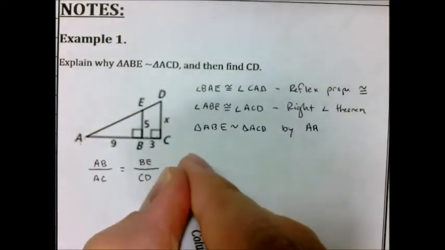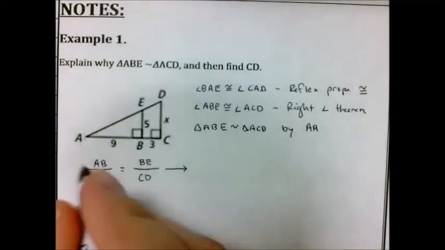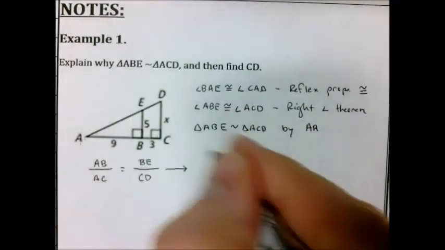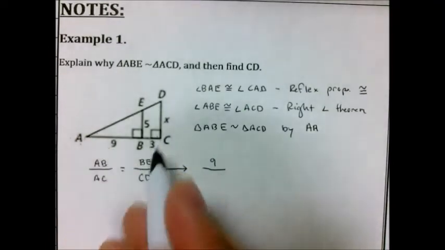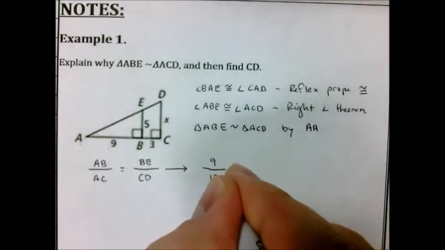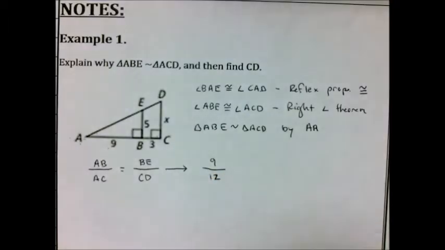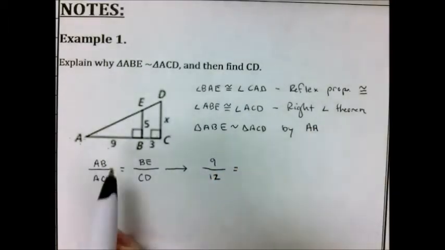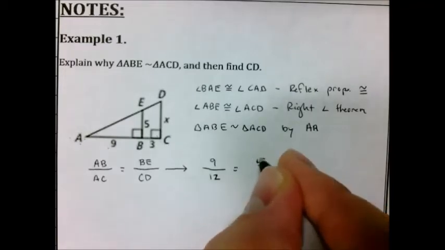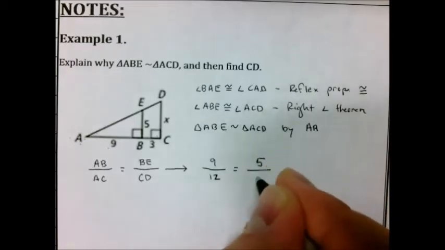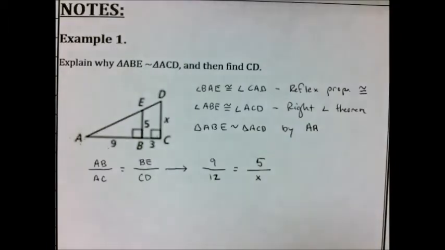Okay, so let's go ahead and set in some numbers here. Line AB is 9 units, and line AC is 9 units plus the 3 units, which we can just combine to make 12, right? Skip a little step right here. Line BE is 5 units. And then finally, line CD is the one that we do not know. That is X units.